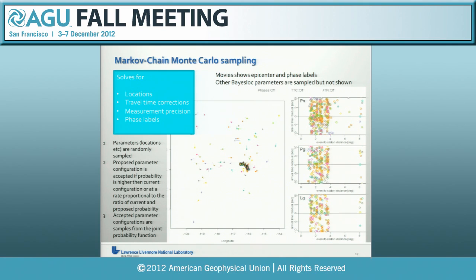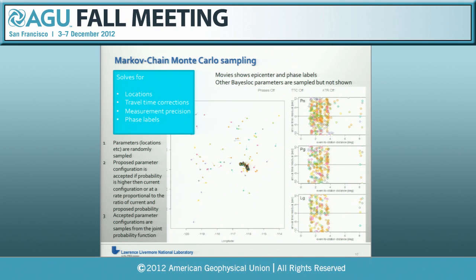And what I'm showing here is a movie. Each of these points is a starting position for an event. Each of these is a residual for PN, PG, and LG. These are NTS nuclear explosions, and the known positions are in these little triangles down here. What we're going to do is propose a new position for these things and determine whether it's more probable or less probable. If it was more probable, we accept it, and if it was less probable, then we might accept it at the ratio of the two probabilities.